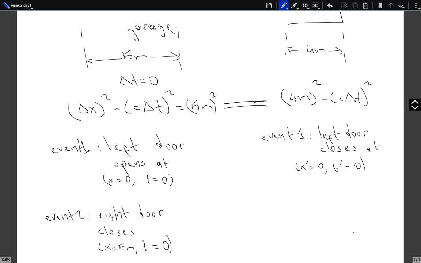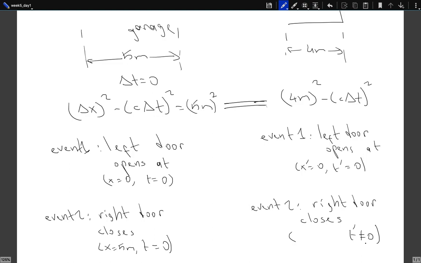And then event 2. Now the left door opens. Event 2: the right door closes. Well, it happens at a non-zero time, at some later time. We are looking for what that t prime is.